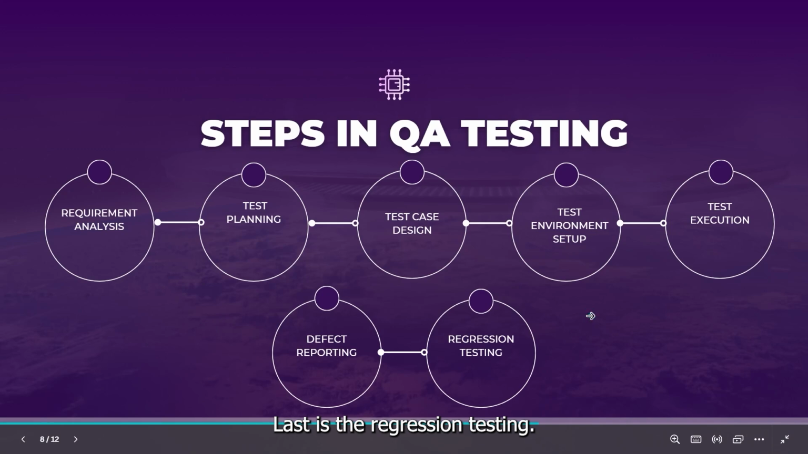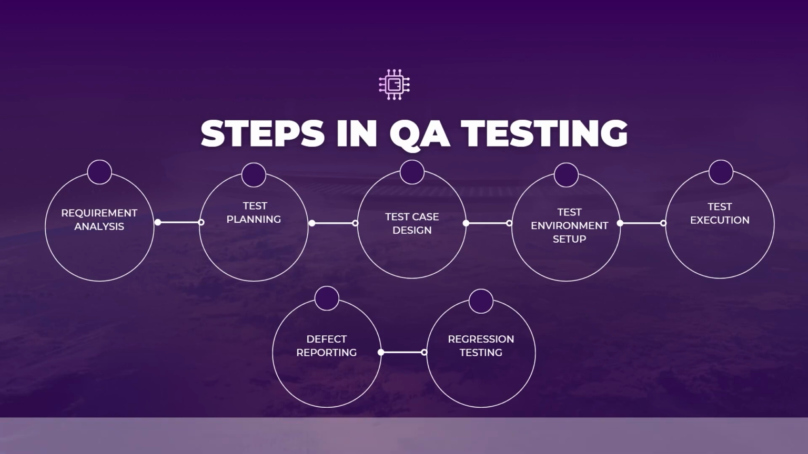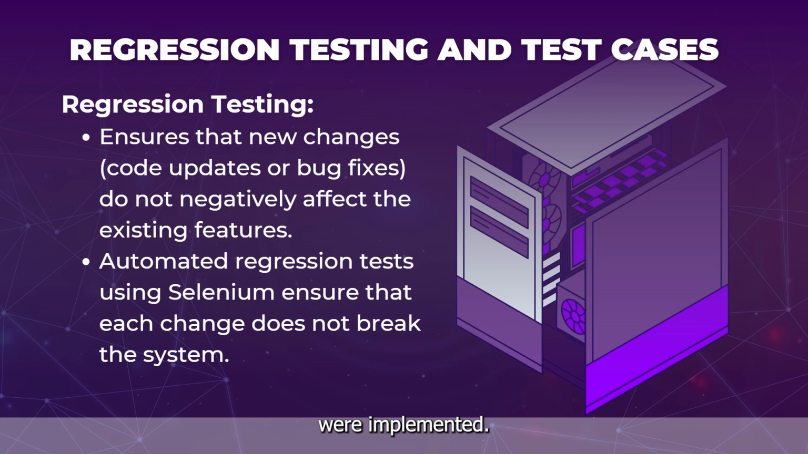Last is the regression testing. This is where bug fixes are executed. We run regression testing to ensure that the new code hasn't broken the existing functionalities, or the functionalities before the changes were implemented. So let's know more about what regression testing is and what test cases are.